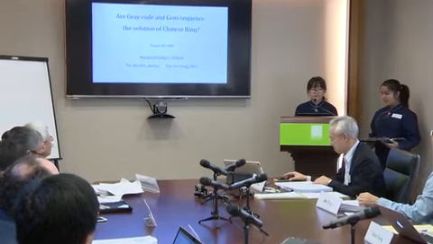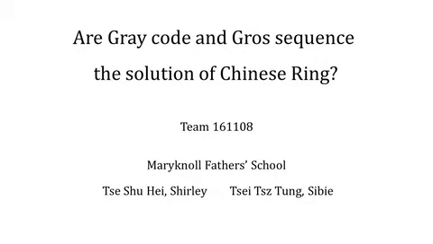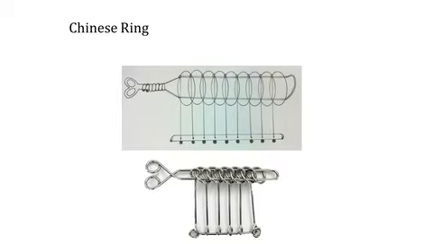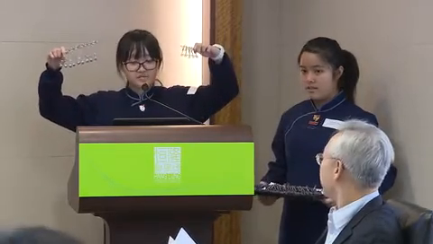And our topic is: Are Gray code and growth sequence the solution of the Chinese ring? First, I want to talk about what the Chinese ring is. In my hand, this is the 9-ring Chinese ring, and this is the 5-ring Chinese ring.